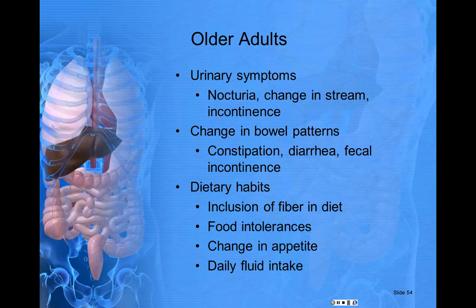We want to ask about change in bowel patterns, again, because as people age, they have more risk for colon cancer and things of that nature. So ask about changes in their bowel patterns. We ask about constipation, diarrhea, fecal incontinence, blood in the stool, tarry stools, etc. Ask about dietary habits, whether they're eating enough fiber, whether they have noticed any food intolerances, whether there's been a change in their appetite, and what is their daily fluid intake.